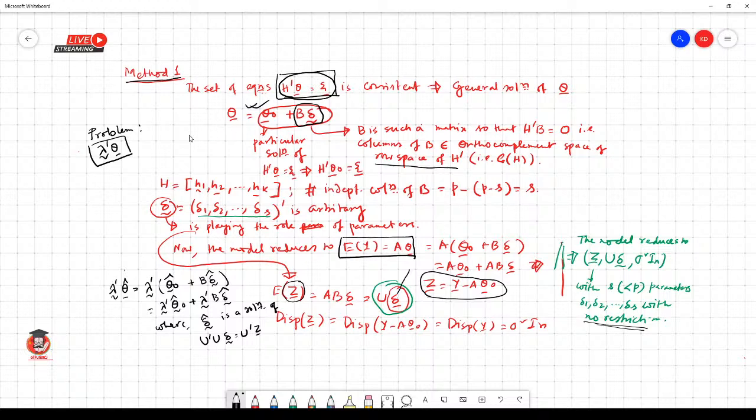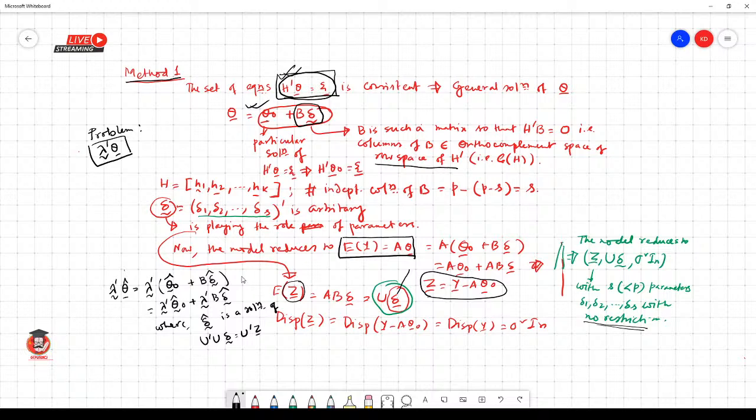Actually, if you have no restriction, you know lambda curl prime theta curl is estimable if and only if lambda curl prime belongs to the row space of A. But if you have this restriction H prime theta curl equals xi curl, and you know this is a consistent equation, then if theta curl is a general solution, you write theta curl as theta naught plus B delta curl, where theta naught is a particular solution, that means H prime theta naught equals xi curl, and B belongs to the orthocomplement space of the row space of H prime.